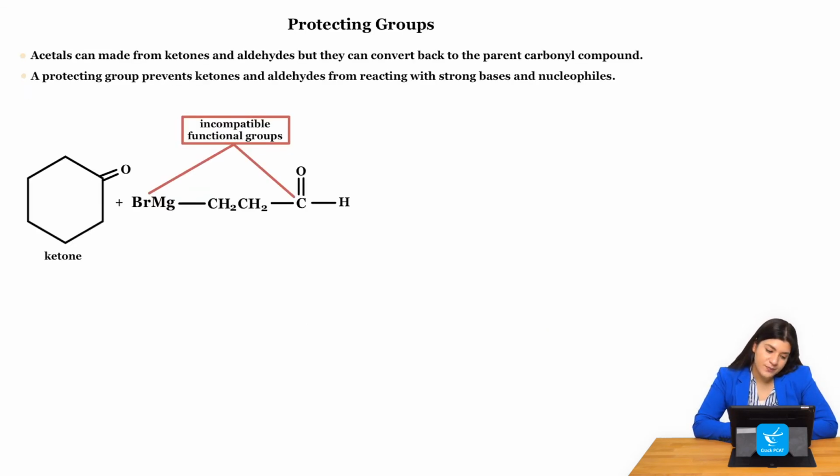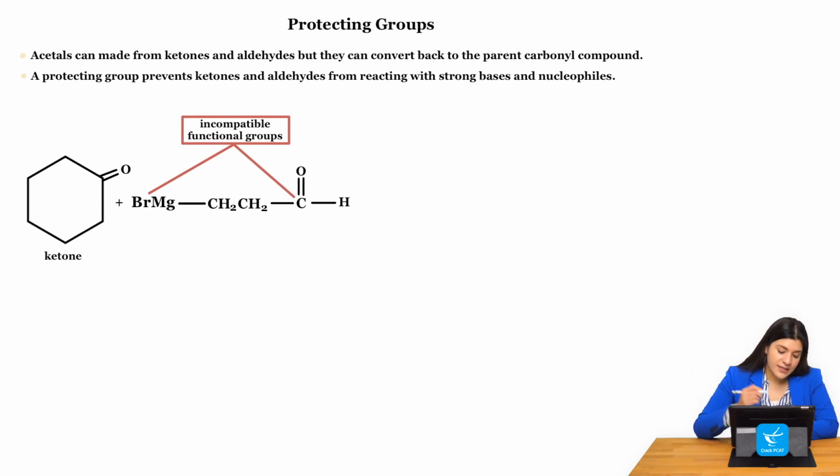Moving on to protecting groups. So something to know is that acetals can be made from either ketones or aldehydes. But the issue there is that they can actually convert back to the parent carbonyl compound. So they can convert back and forth, which doesn't really make for the best product if you just want it to stay like that. So protecting groups are the answer here. That literally says what it seems like it would say. It protects or even prevents that from happening. It prevents the reaction from going back to the starting material. So a protecting group prevents ketones and aldehydes from reacting with strong bases and nucleophiles.